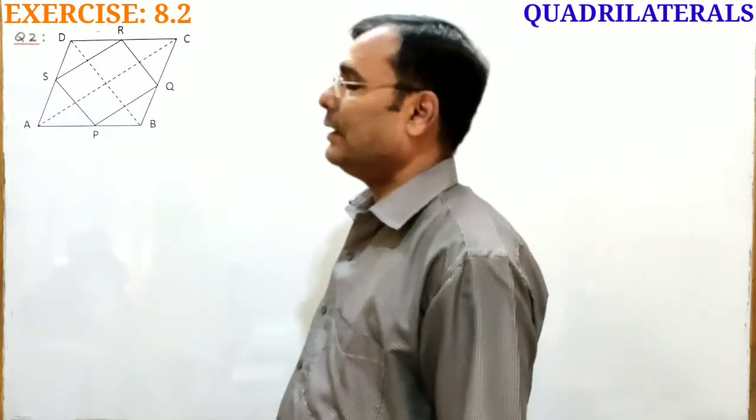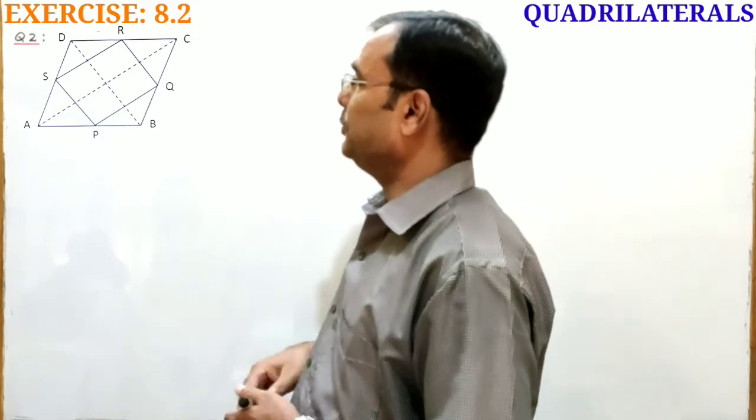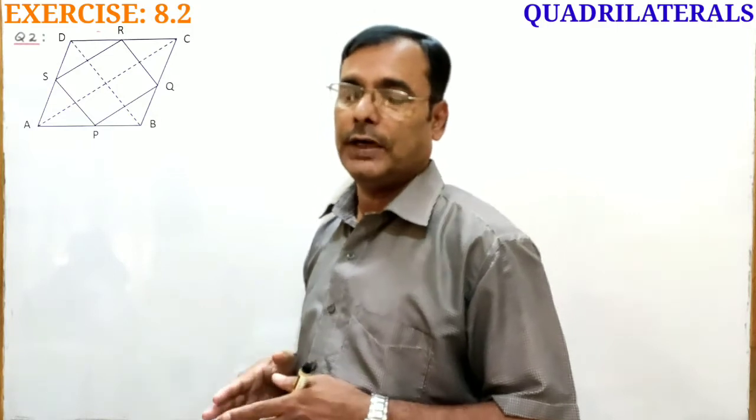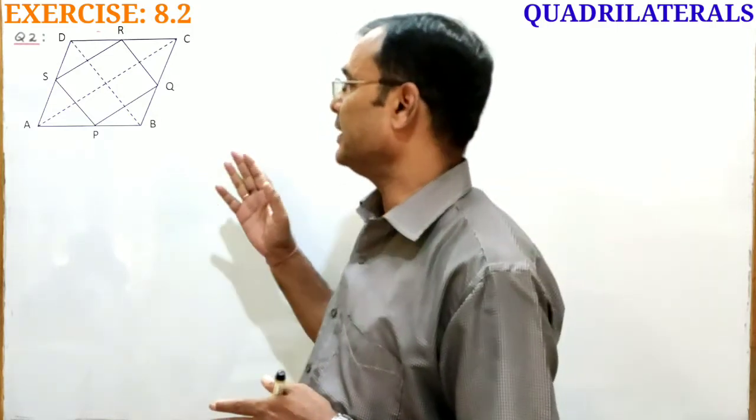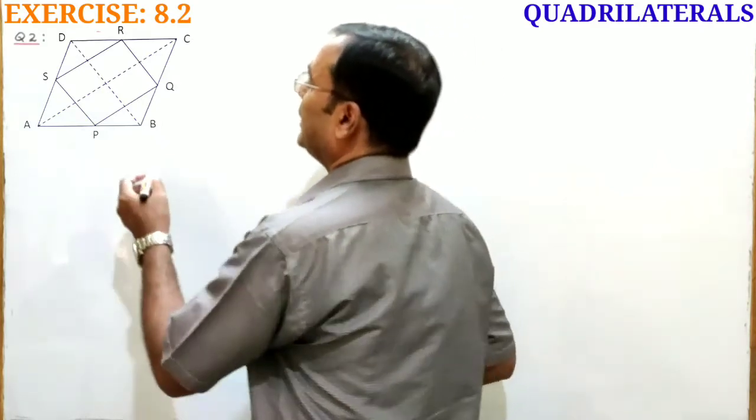AC and BD are diagonals of the rhombus, and we have to prove that this quadrilateral formed by joining midpoints of four sides of this rhombus ABCD is a rectangle. So let us write given information.